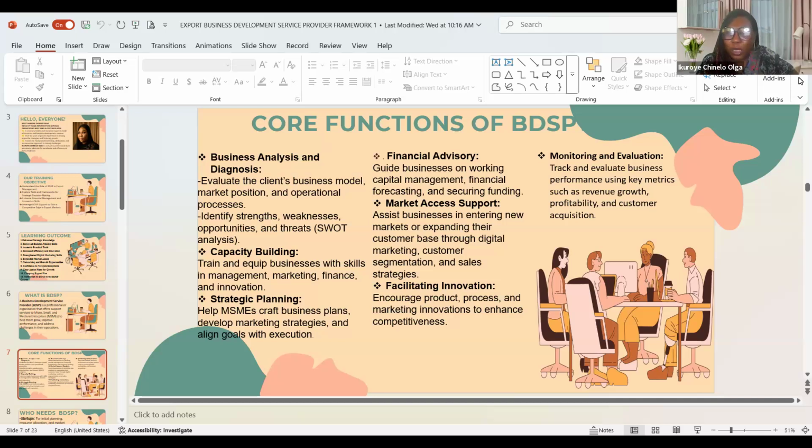And you also need to monitor and evaluate. You need to track the processes using metrics like revenue growth and customer acquisition. You need to ensure that you're not just putting in and then you don't monitor to know if there's progress. There is always monitoring and evaluation, which is very key. So can you now see how each of these areas plays a role in driving success?